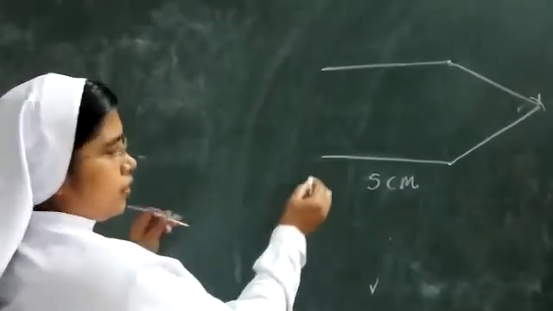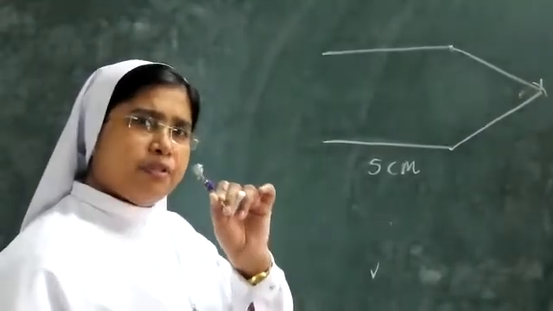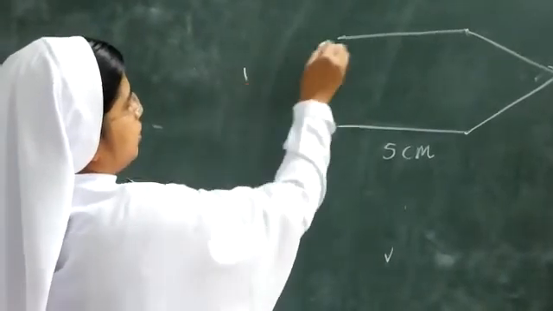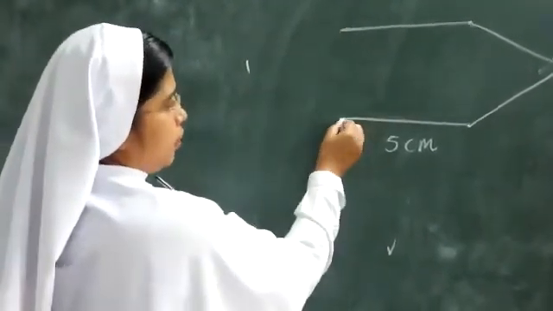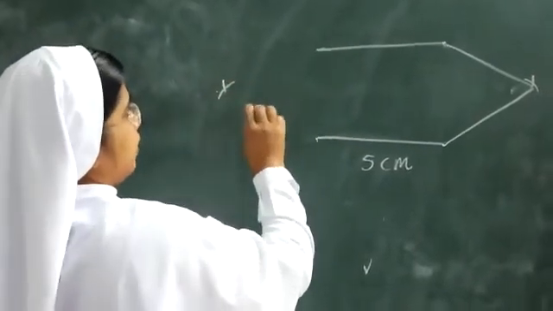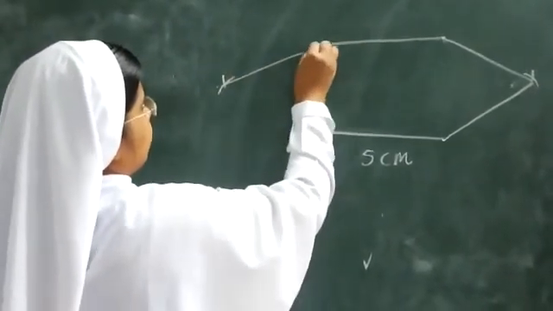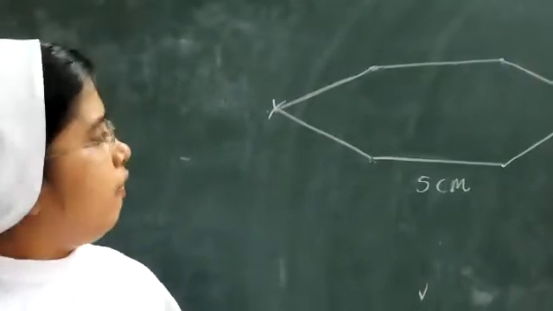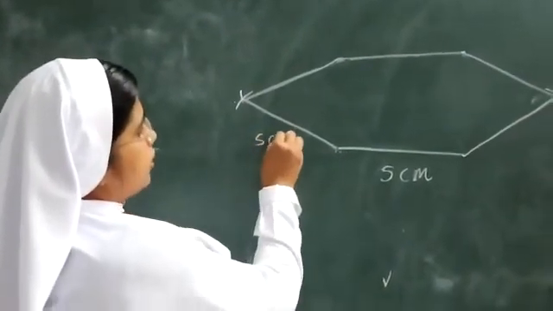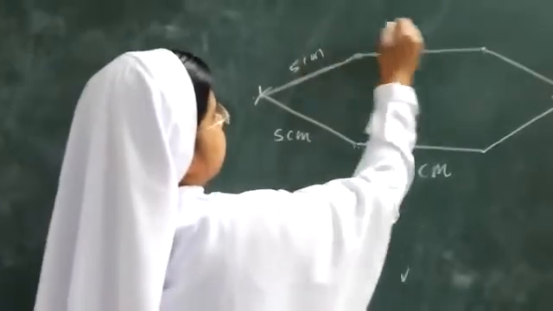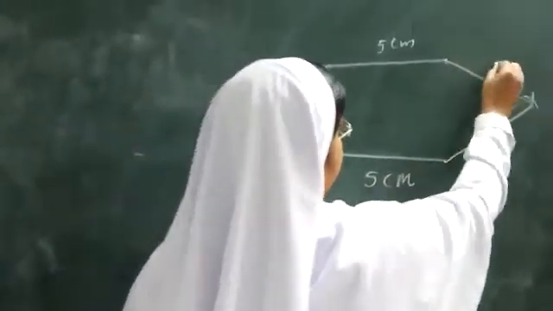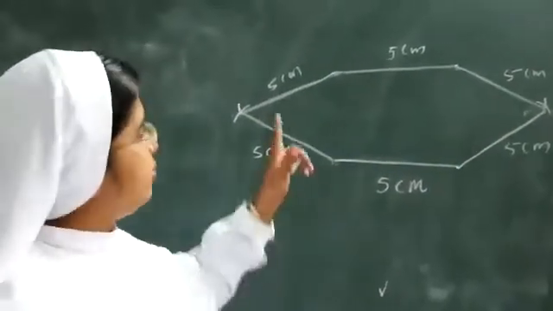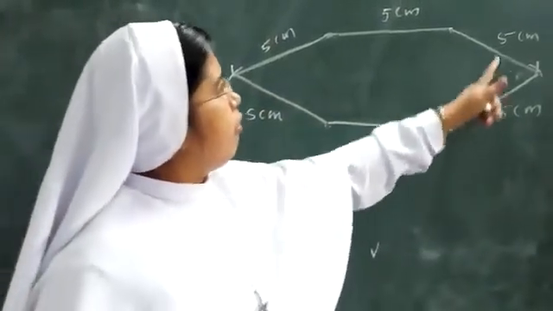Then now, without changing the measurement of the compass, fix the compass here and draw another arc. Keeping the compass here and next keeping the compass here with the pencil, draw another arc here. Then join together. So you will get a hexagon with equal sides. So all of them have to be 5 centimeter. How many sides does it have? 6 sides. 1, 2, 3, 4, 5, 6.